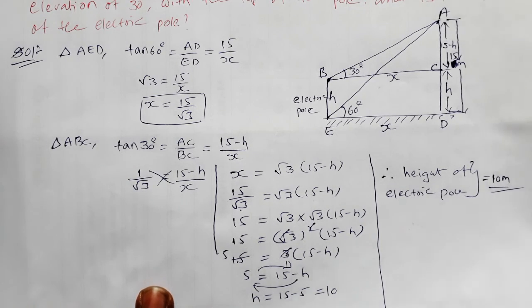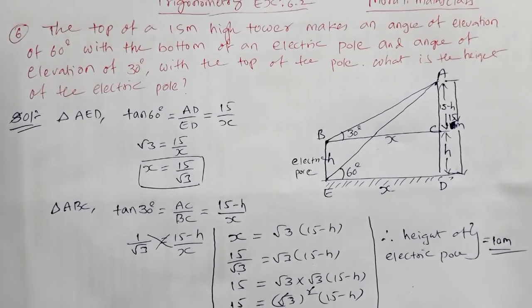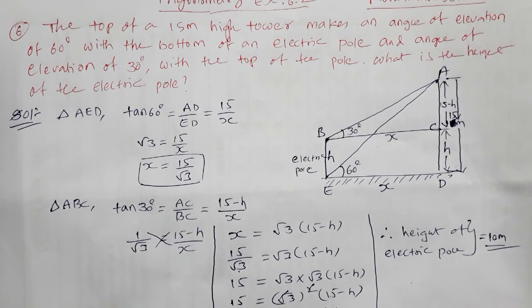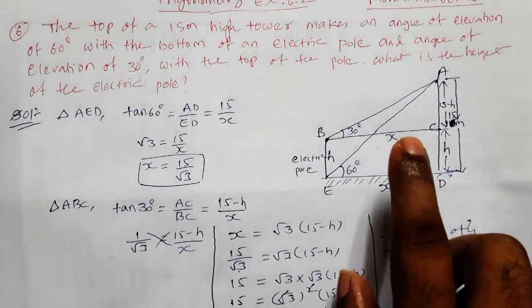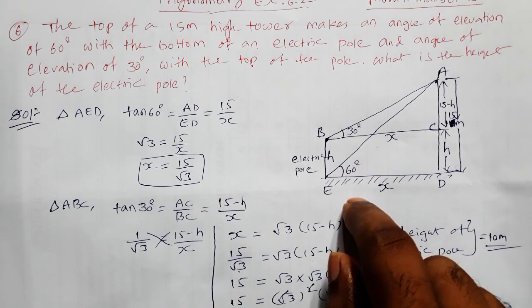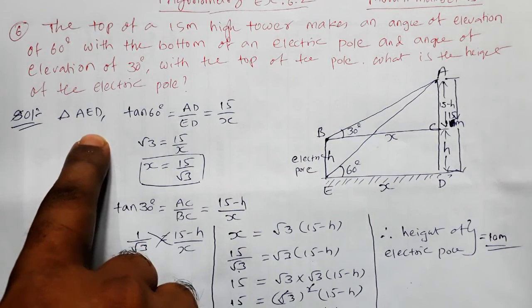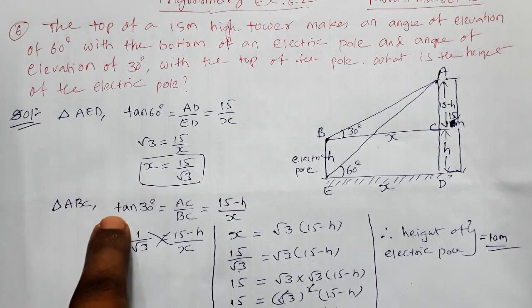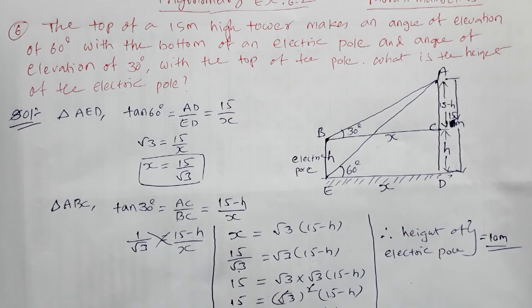So just go through this problem. So this is the total problem. The diagram is very important. From the diagram we have two angles. So one triangle I took here, I got the x answer. Second triangle, this one, we got the h answer from that. Okay, that's it. Thank you.